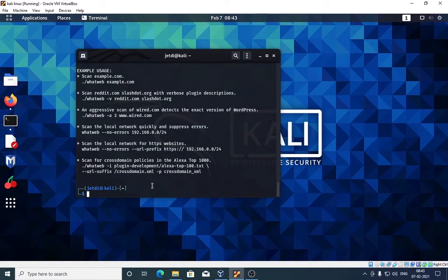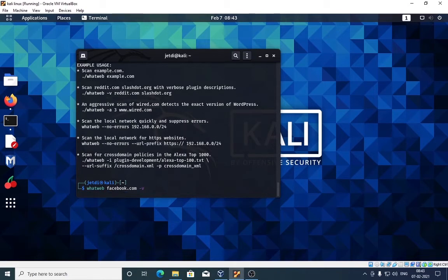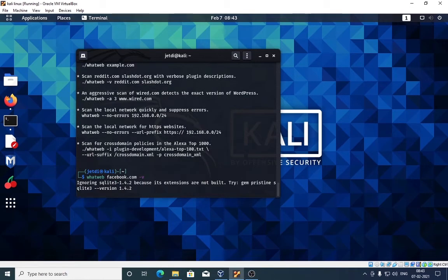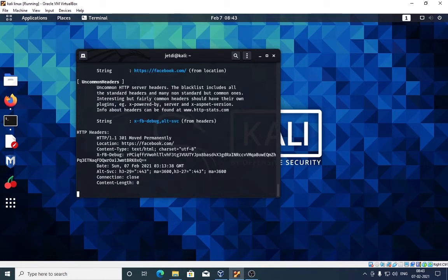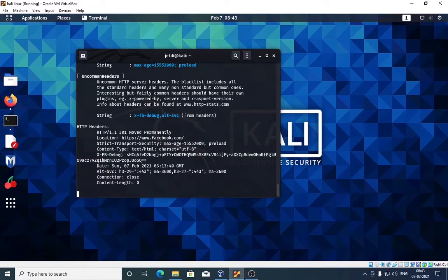The first example that we are using is typing whatweb space the name of the website that we are scanning, facebook.com -v. Remember, if we don't use -v, it will be cluttered and it will be hard for us to see what kind of information we are getting. Press enter. It will take a few seconds, and after a few seconds the scan will be completed and we will be seeing a whole lot of information that we used to see with whois and ping.